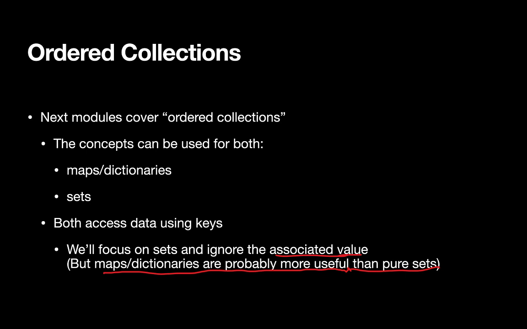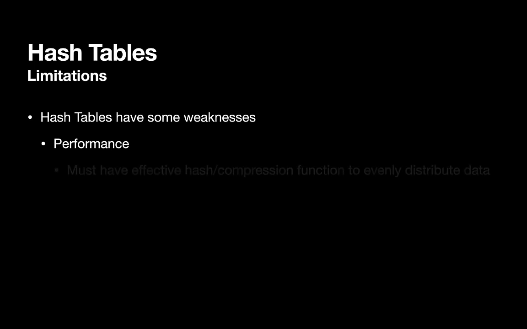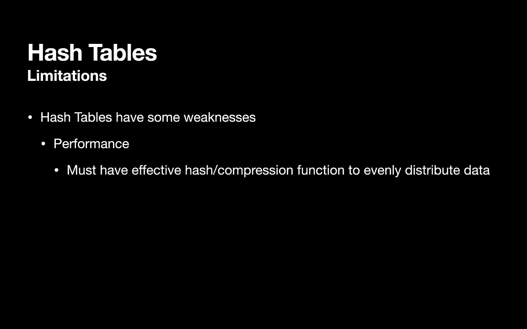Okay, one other thing we should talk a little bit about is that hash tables have some pretty serious limitations. So some of their weaknesses are related to performance. If you remember, in order to get good performance out of the hash table, we need to have a hash and compression function that spread data out evenly over the hash table, such that typically each bucket has a single item in it. So we have to know something about our data and have an effective hash function in advance to be sure that we're going to get good performance out of hash tables.